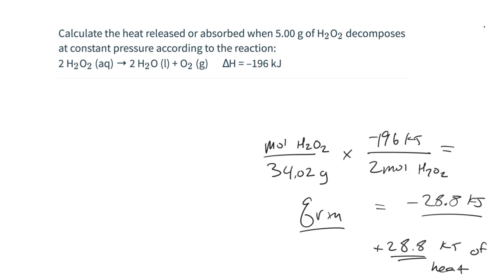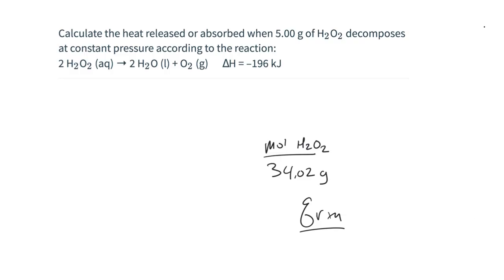Oh, did I forget to divide by 2? Yeah. As soon as I saw a hand, I'm like, I did something wrong. I forgot to divide by 2 here. So I forgot the final step. So this should be 14.4. Thanks for catching that. It's always good to do the full calculation that you actually write out. So 5 divided by 34.02 times negative 196 divided by 2.